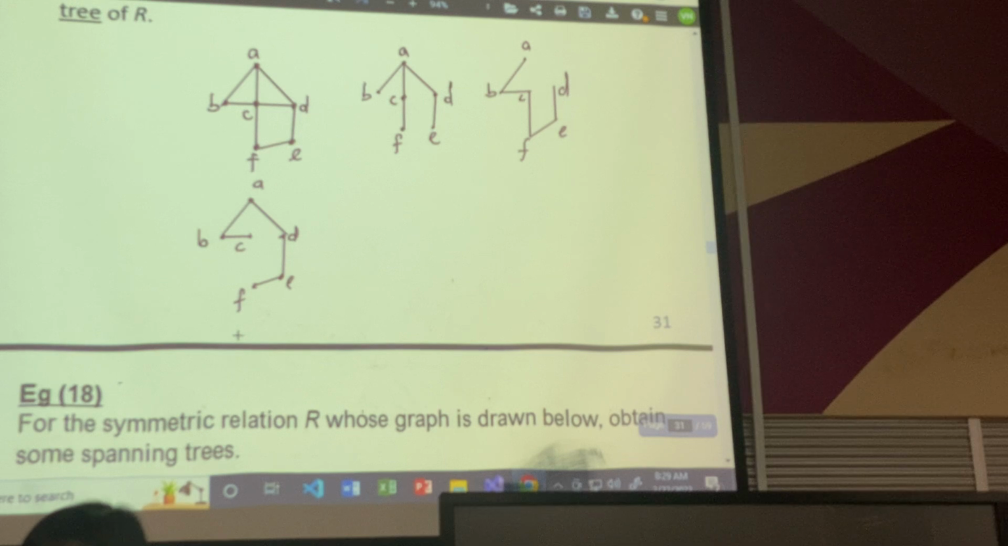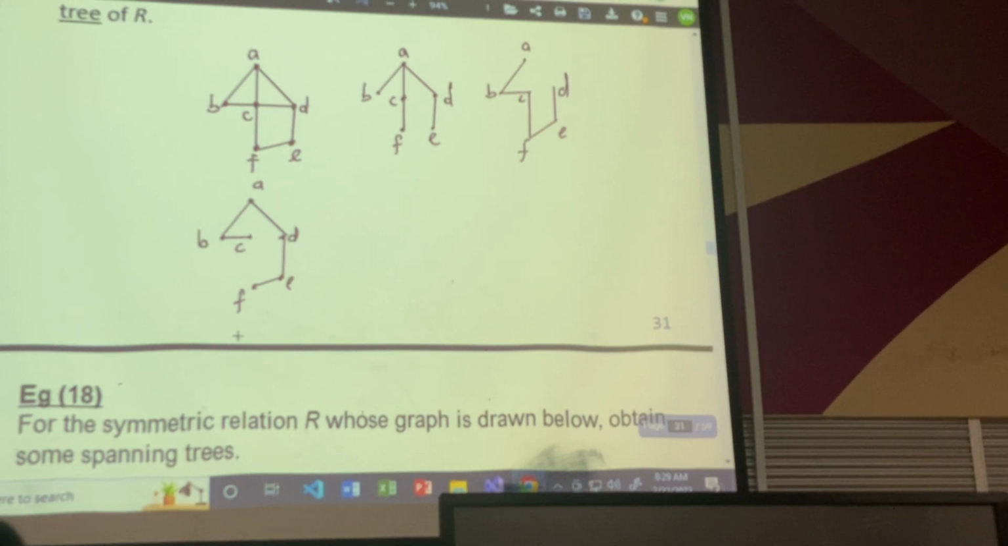So done already this one? Done. You can draw some other spanning trees on your own.